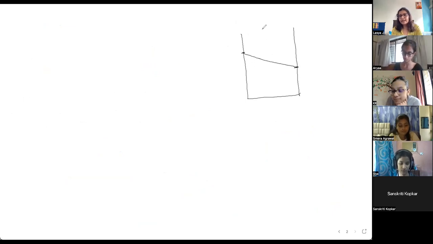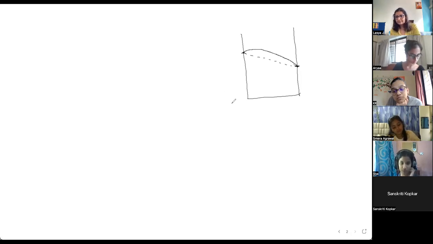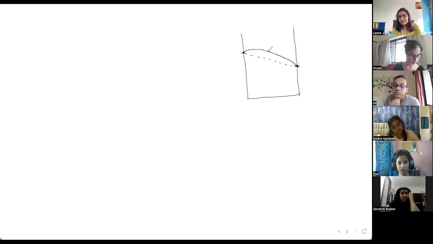But what ended up happening is, the vapor pressures were slightly greater than expected. So it kind of looked this way, the graph. Okay. So there is a deviation from Raoult's law, right? So that is why that's an example of non-ideal solutions.